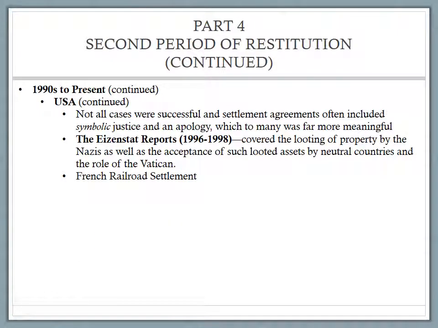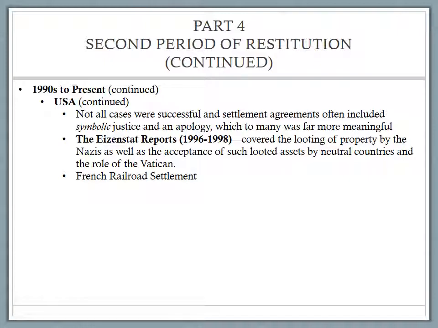Not all cases that were filed in the U.S. were successful, and settlement agreements that were reached often included symbolic justice instead of return to the status quo ante type justice, and an apology, which to many was far more meaningful than just the symbolic justice on its own.